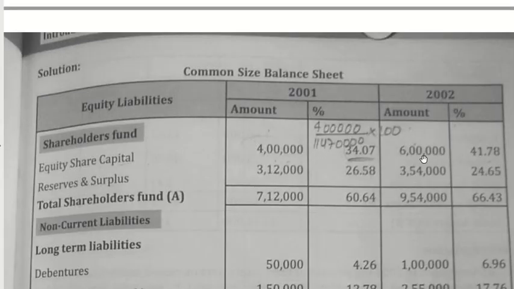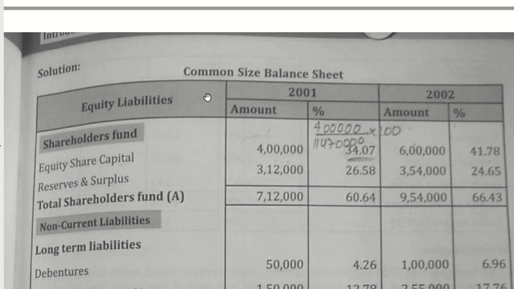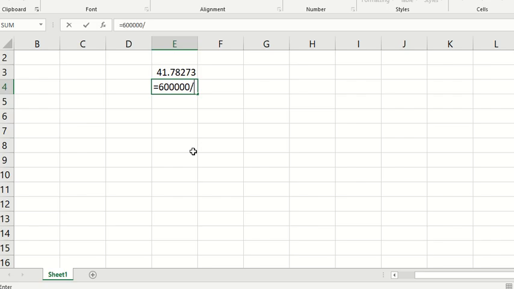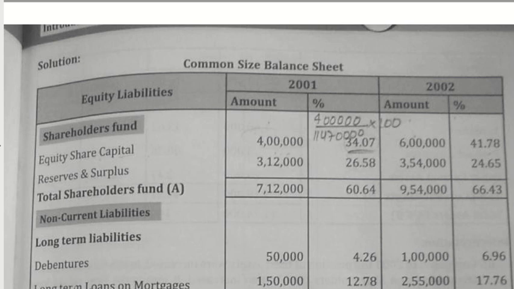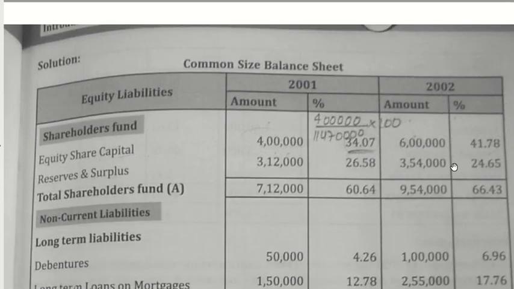So basically 6 lakhs divided by the total of the balance sheet in the year 2002, which is 14,36,000, into 100, gives 41.78%. So every item will be divided by 11,47,000 for the year 2001 to get the percentage. For the year 2002, every item amount will be divided by 14,36,000 to get the percentage.